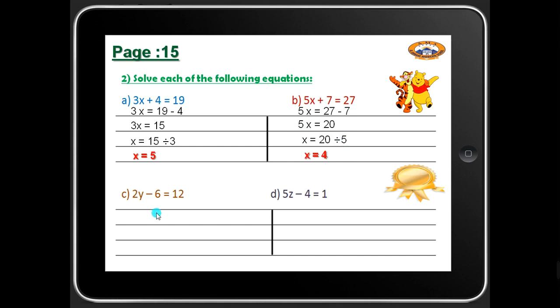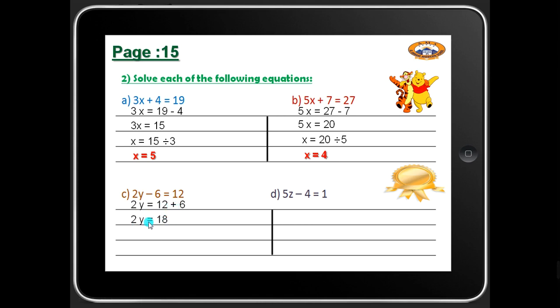Okay, another exercise. This is so easy. 2y minus 6 equals 12. Yes, think about it. Which number am I going to move to the other part, 2 or minus 6? Yes, minus 6, excellent student. So we will move minus 6 to the other part of the equation. Minus 6 will become plus 6. So 2y equals 12 plus 6. This will give me 18.